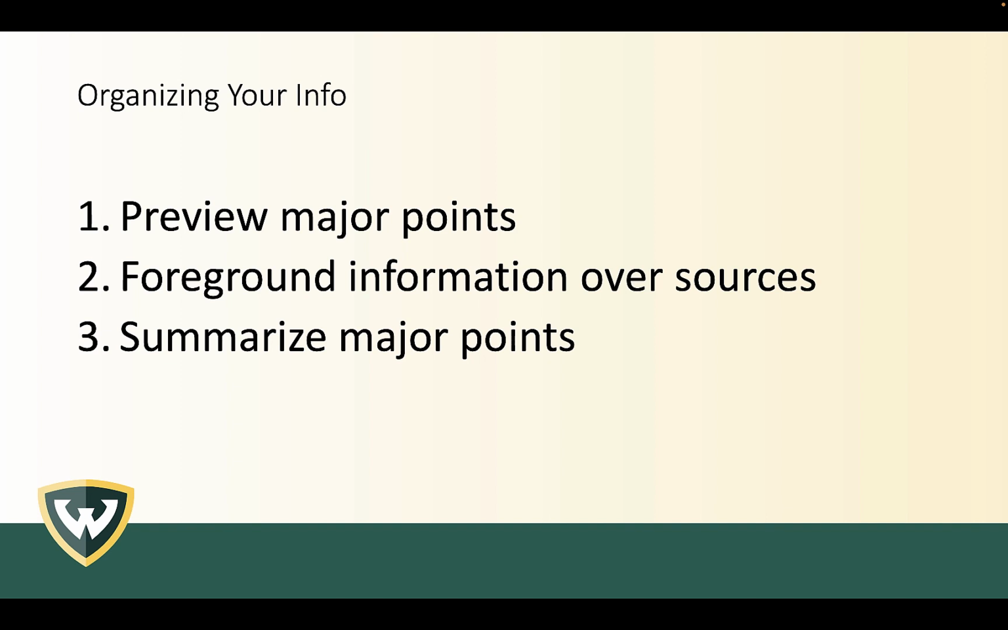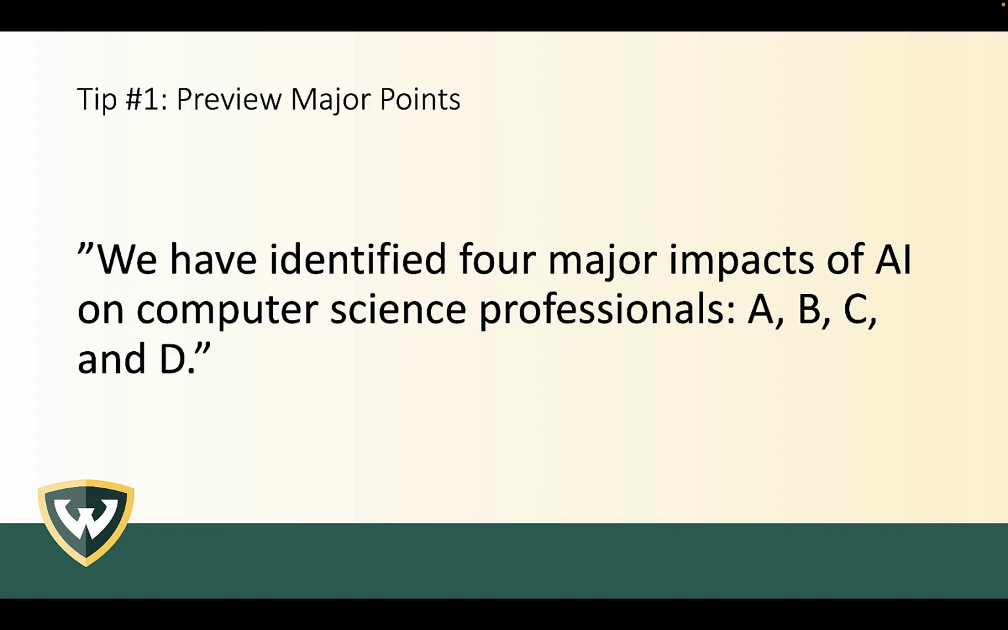And then at the end of that section of your presentation, you want to summarize your major points for your audience. Here's what I mean by foregrounding information over your sources. I want to talk for a minute about previewing your major points. At some point at the beginning of this subsection, you should say, and maybe I'll even see this on a slide, we have identified 4 major impacts of AI on computer science professionals. A, B, C, and D, whatever those things are. So you should get a little preview of this at the beginning of the body of your presentation.